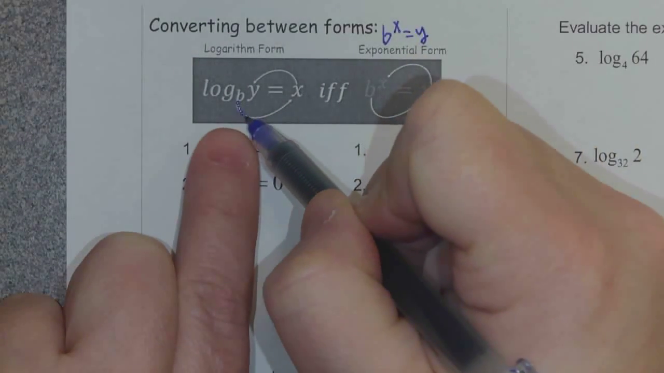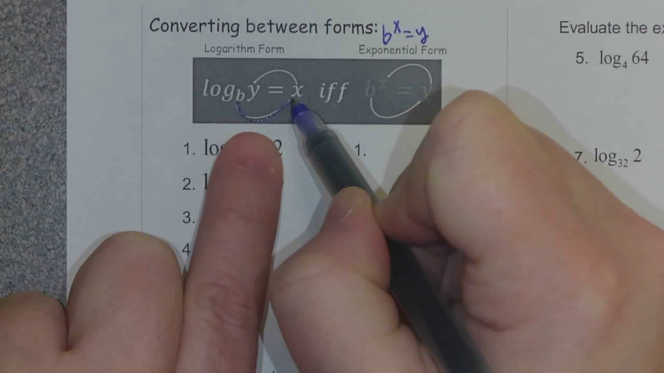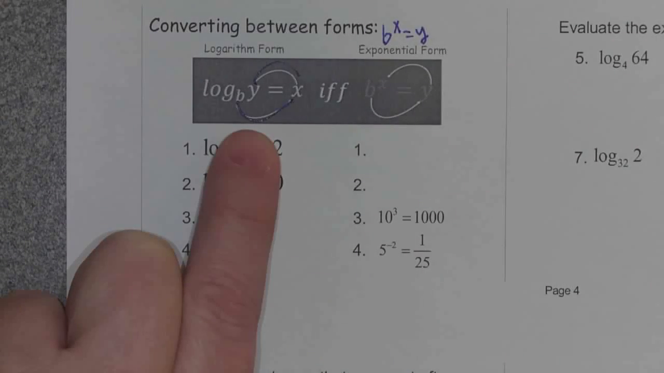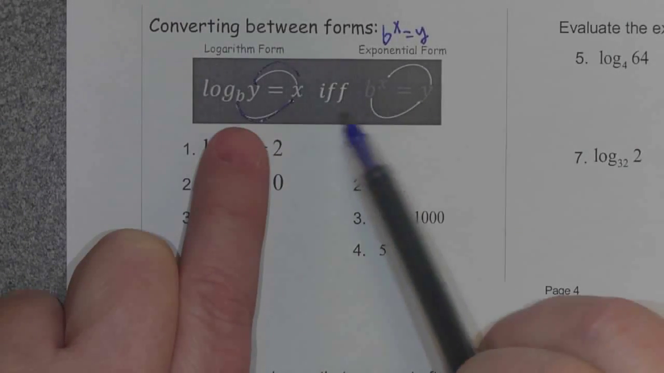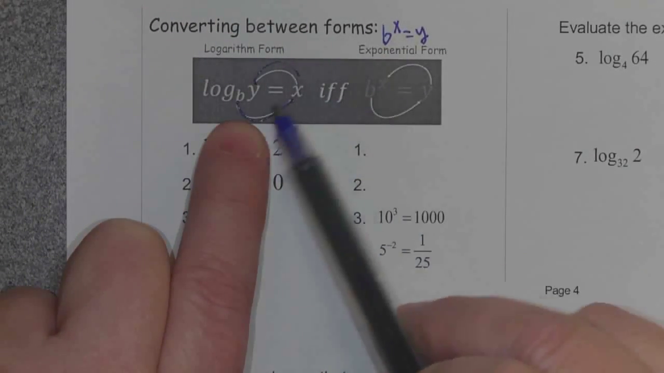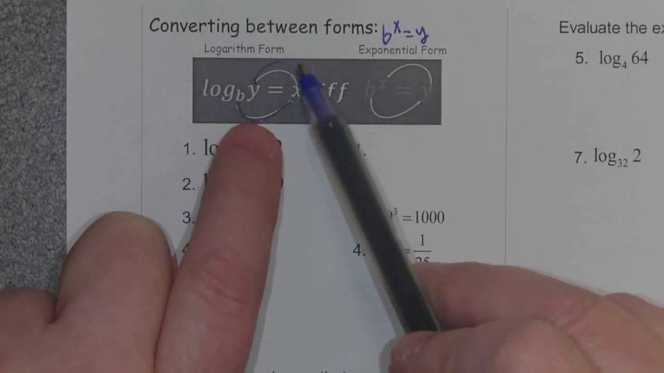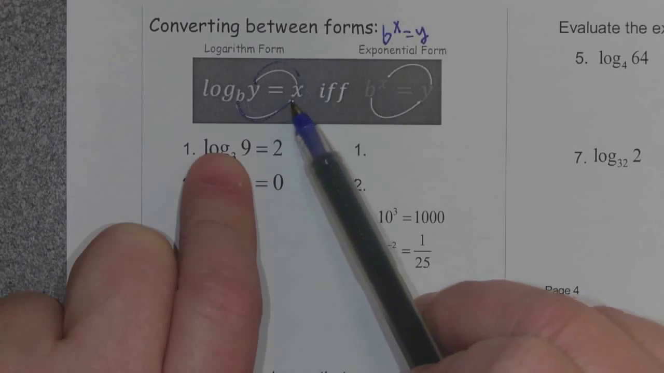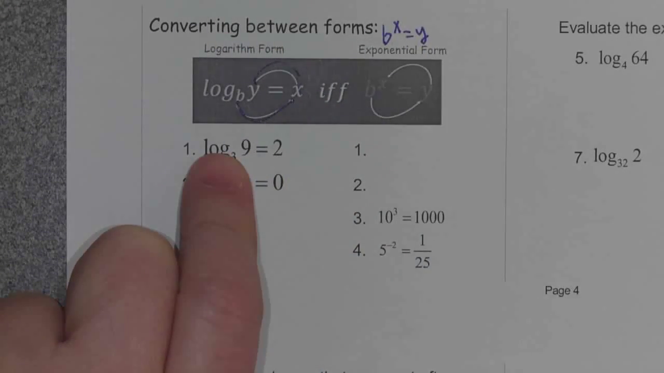We started at the base, we went to the other side of the equal sign, and then we came back around to the number that was attached to the base. So it was b to the x equals y. Do you see how the circle works? If you follow this circle around, it's going to help you rewrite your logarithms.